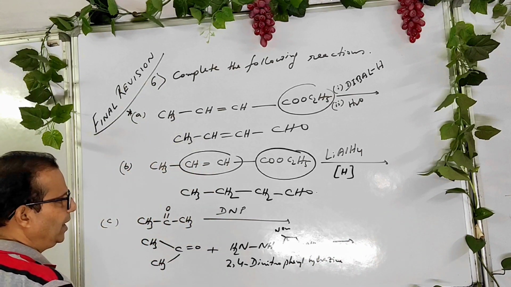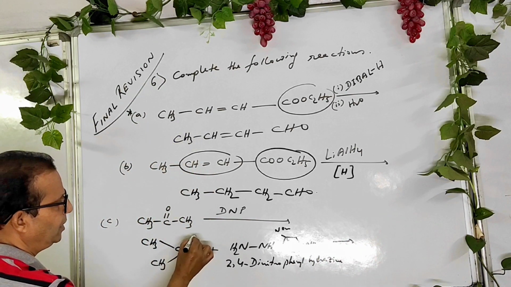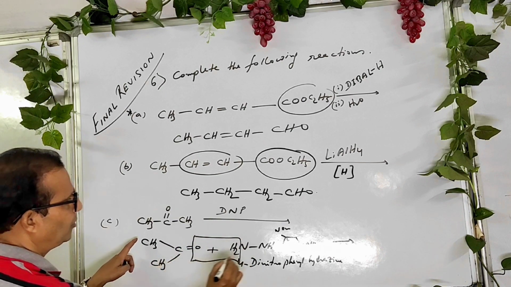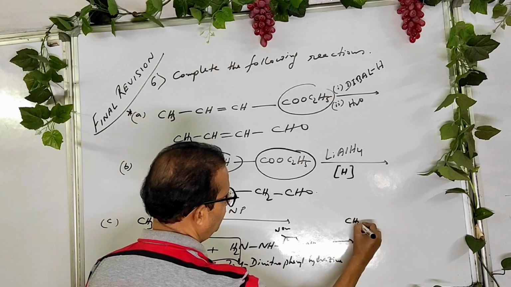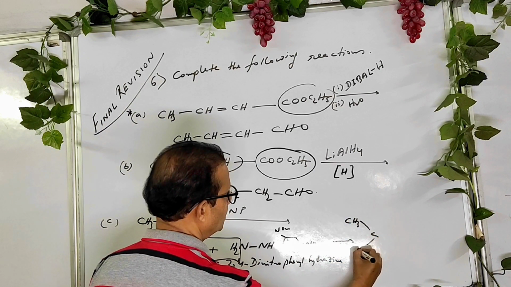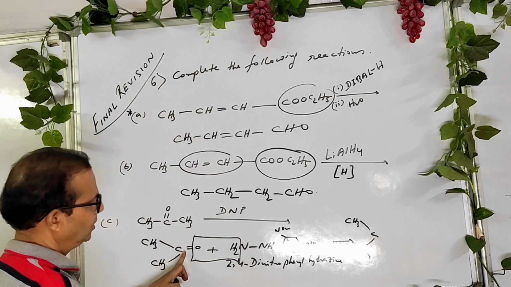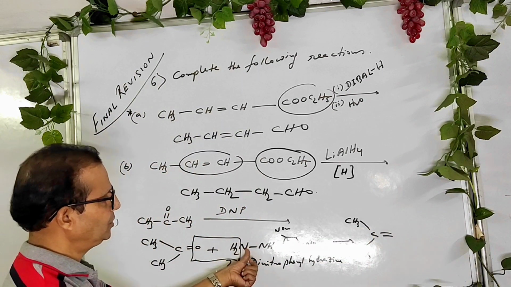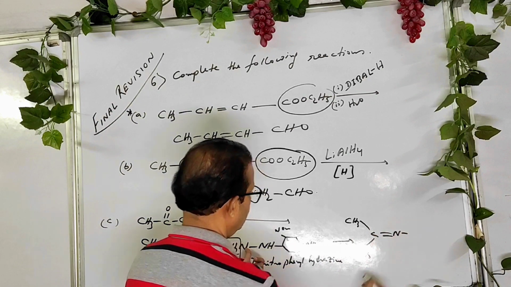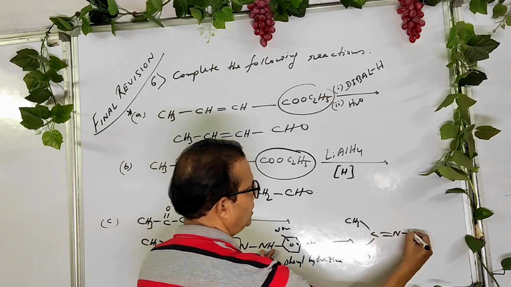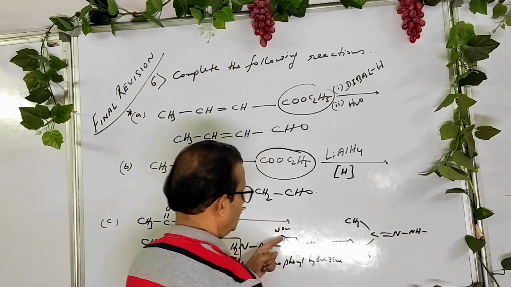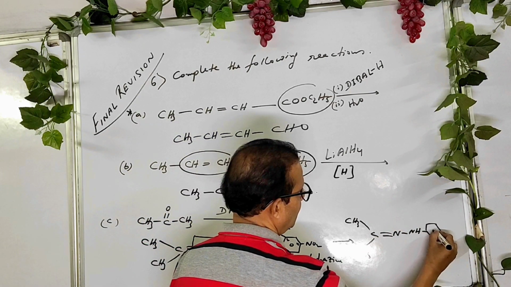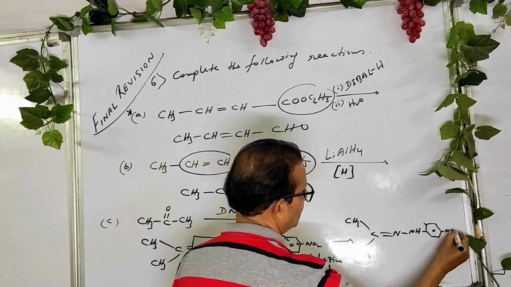So the product you get, why have I written it this way? To show that water is eliminated. So the product you get is CH3, CH3 double bond, nitrogen as it is, NH as it is. Draw the benzene ring including the nitro groups as it is.